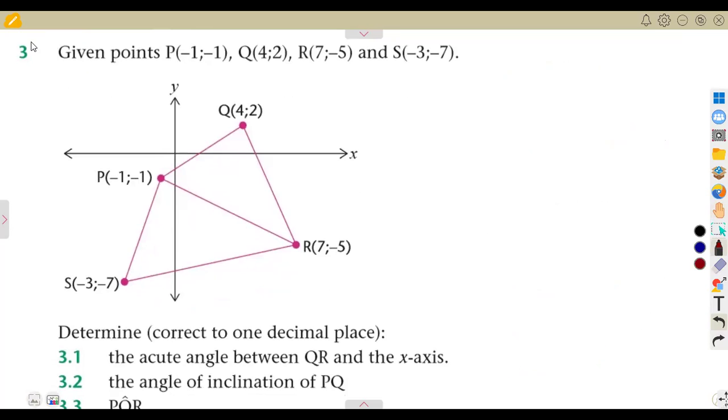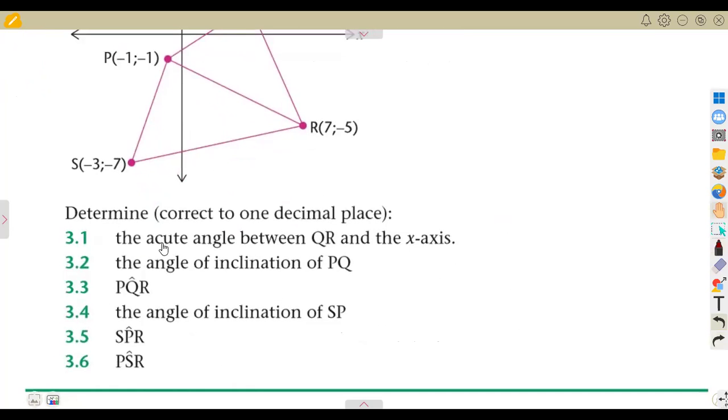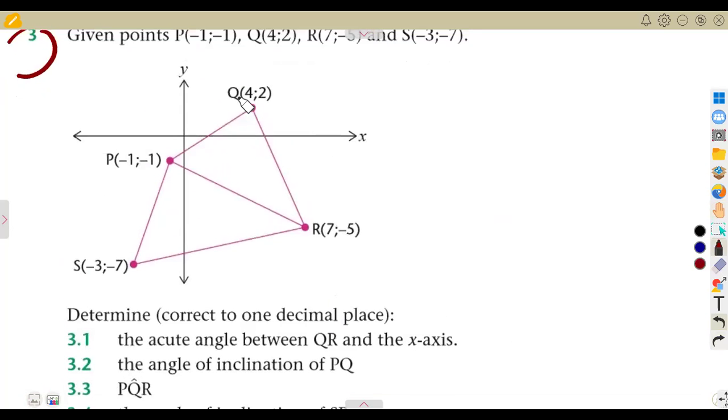Given the points P, Q, R, and S. These are the points that we are given forming a shape or a quadrilateral that you're given on this Cartesian plane. So from these points that you're given, determine correct to one decimal place the acute angle between QR. All right, the acute angle between QR. This is the line angle. The line that you're given. So they are saying the line QR. This is QR, this one.